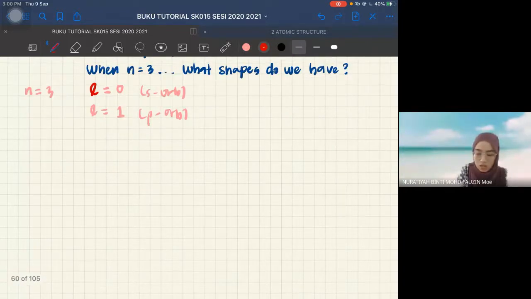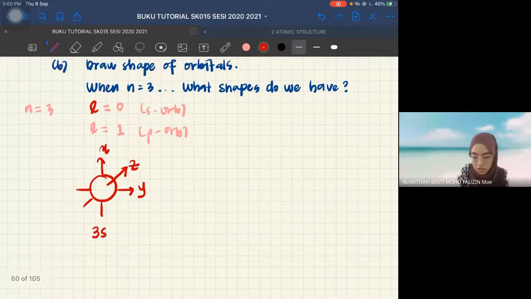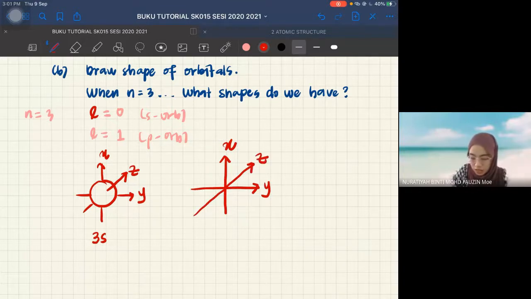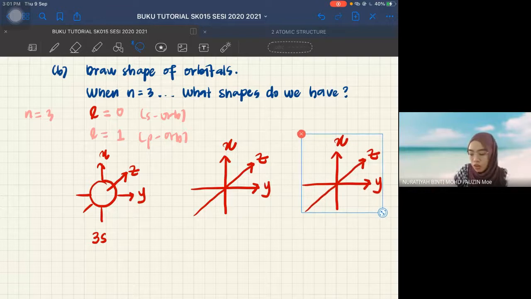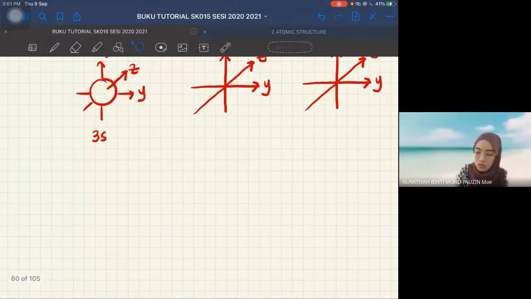I hope you draw it nicely. I will draw it, so you have a circle, the x-axis, the y-axis, and the z-axis. This is your 3s. And then you have 3p, which means you have three p orbitals. So I am going to draw x, y, z. My axes must be consistent for all my drawings. Don't change them, suddenly this is y, this is x. Make sure it is consistent. If you draw like this, keep drawing like this. Please.